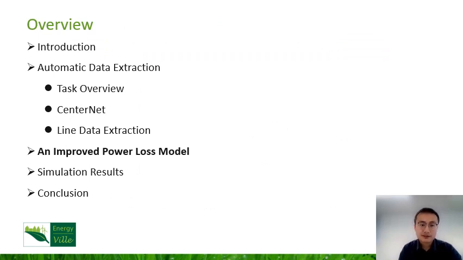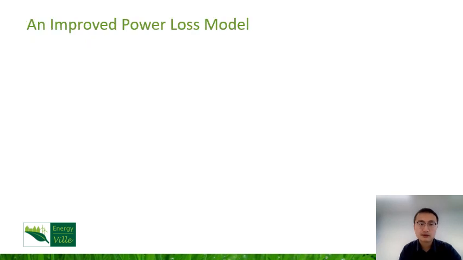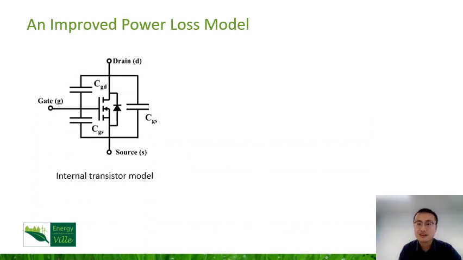Then, the next part. With the data extracted from the datasheet, how can we improve the power loss calculation model for a transistor? In this section, I will give some brief examples. Here, a detailed internal transistor model is shown, indicating the intrinsic capacitance. The traditional power loss calculation model with constant parameters includes 4 parts.